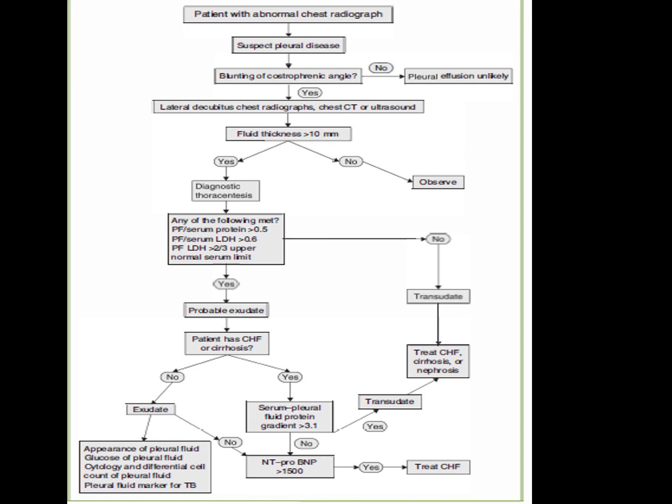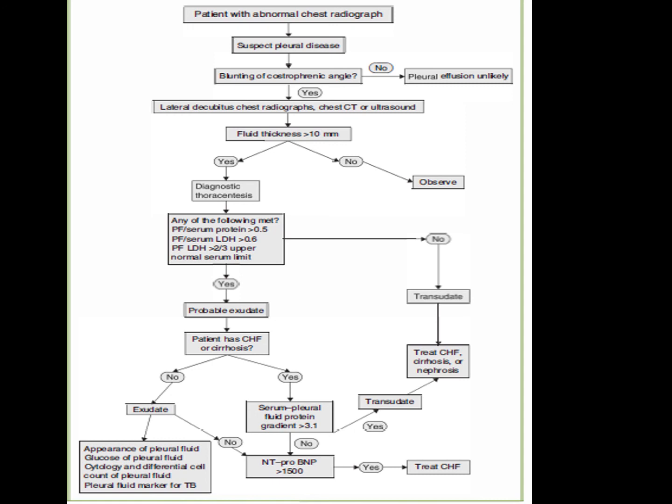Now, if the blunting of the CP angle is there, then we do a lateral decubitus chest X-ray, chest CT, or chest ultrasound to further confirm the free nature of the fluid, amount of fluid, and location of fluid. This will give us an idea that if the fluid thickness is more than 10 mm on chest X-ray, then it is safe to go for pleural tapping. If it is not more than 10 mm, then we should observe.